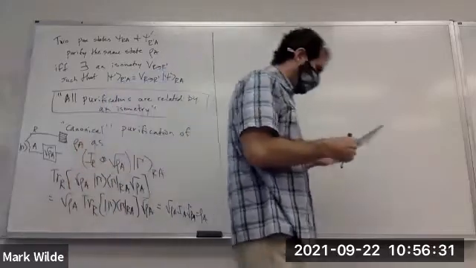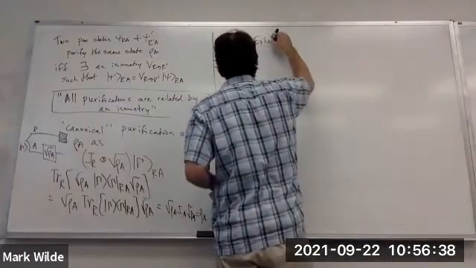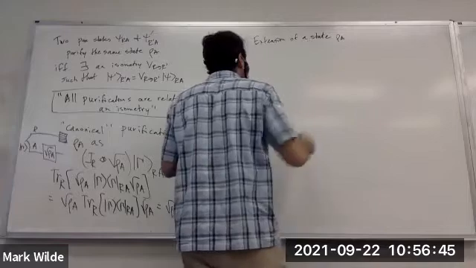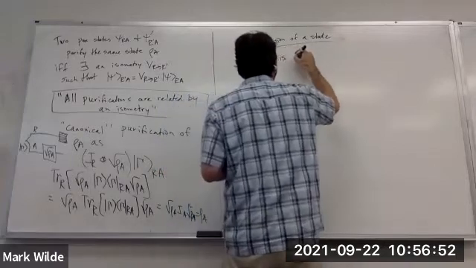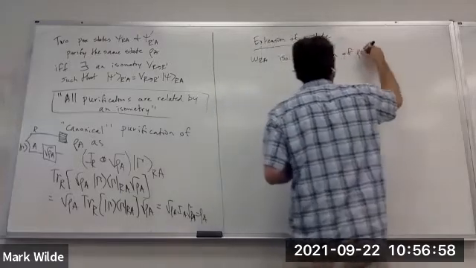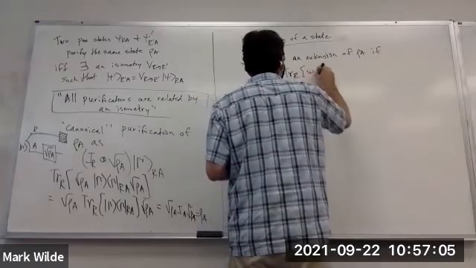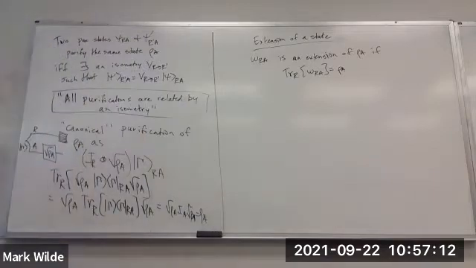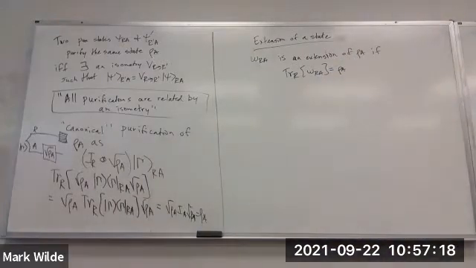Okay, there's another concept. This will be very short. We just want to say the word extension of a state. Omega RA is an extension if we trace over the reference system of omega, you get back rho. Right? So it's less stringent than a purification. The extension is not required to be a pure state.